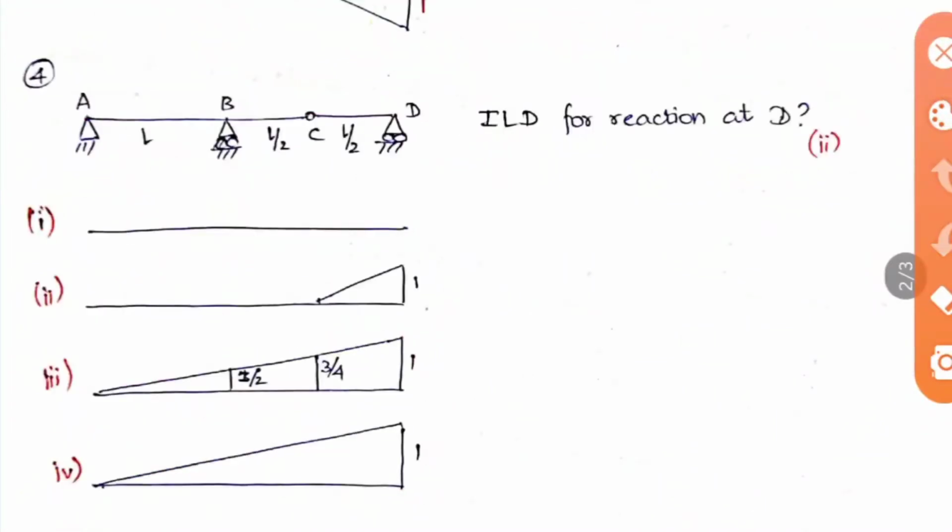Question number 4. So here a beam is given and they have asked the ILD for the reaction at D. So we know that if it is at D, a vertical reaction, you should apply 1 here. So the first option will be wrong, and in the other three options it is all 1. So you can see in detail.